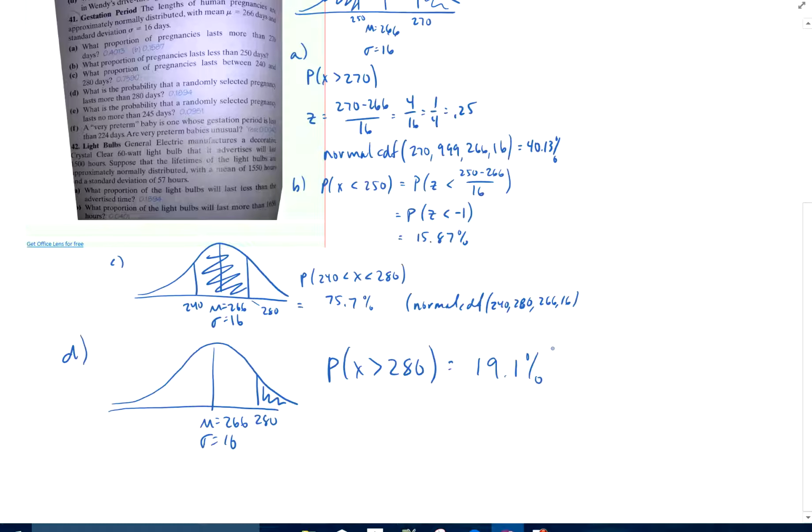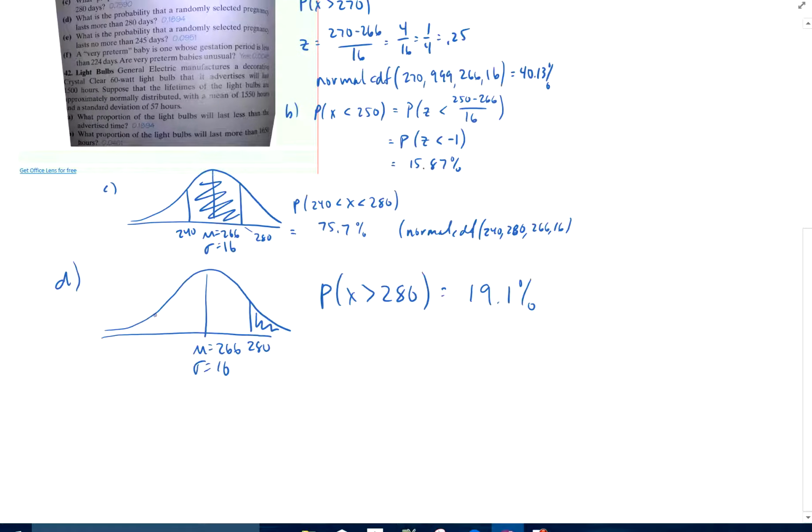E, what's probability that it lasts no more than 245? So I'll do E here. So that means less than or equal to 245. And again, if I do normal CDF, a small number, a small big number, 99999, 245, 266. So I get 9.5%. Okay.